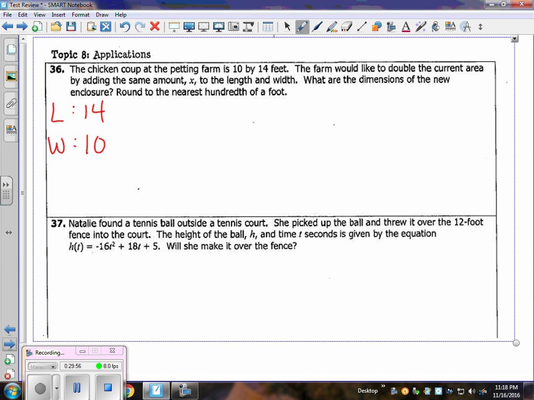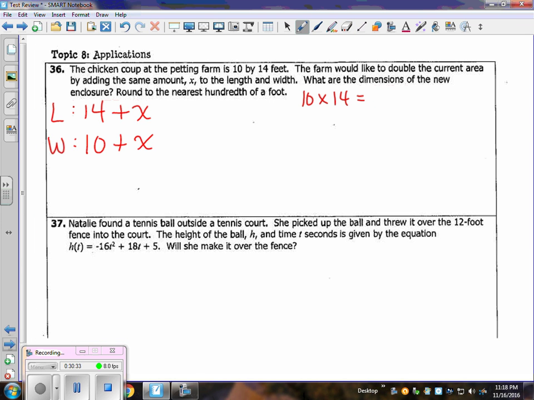They want to double the current area by adding the same amount, so we're going to add an x to both of those. They're telling us that we have to double our area. So our area to begin with, when it was 10 by 14, was 140. Sorry, 10 times 14 is 140, but we want to double it, so we're looking at 280.